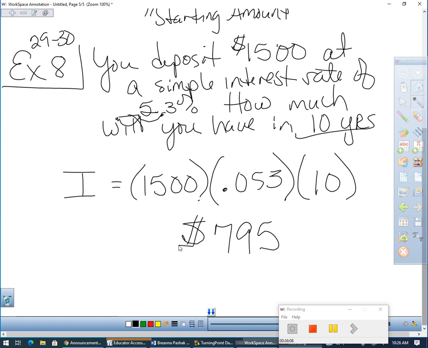And that's your what? Interest. That's how much you would get back in interest if you didn't touch it for those 10 years. Not a lot of money.